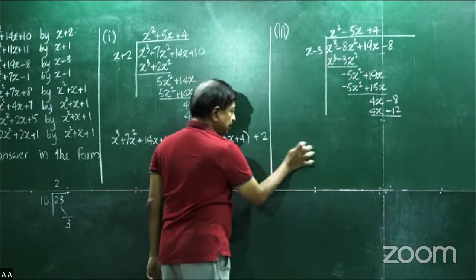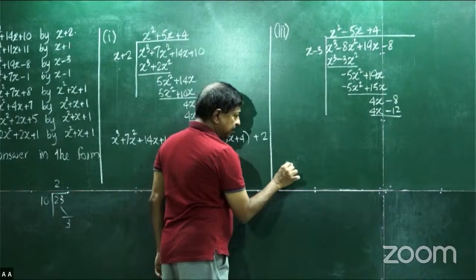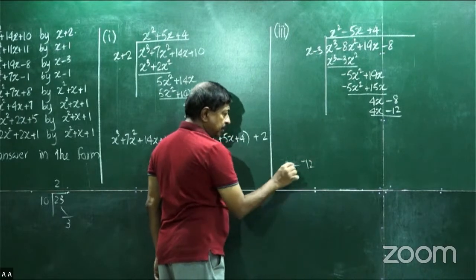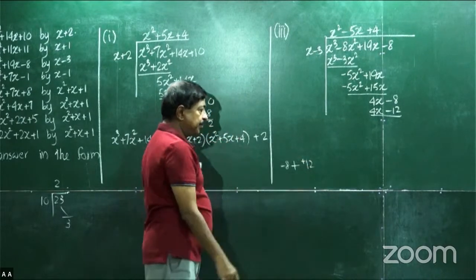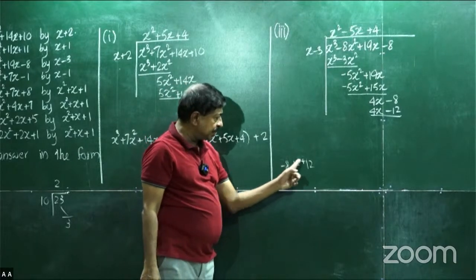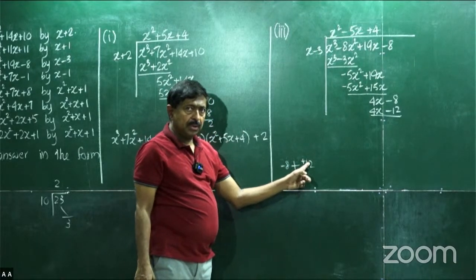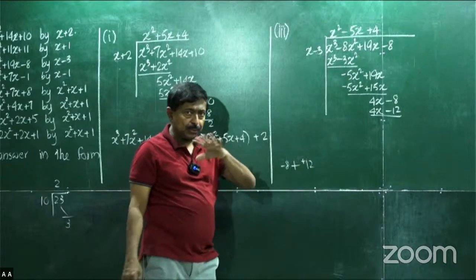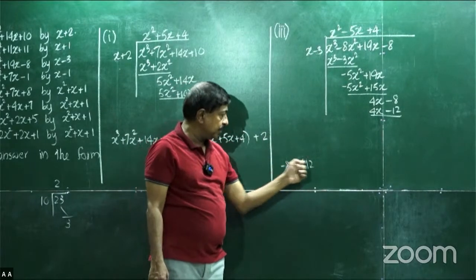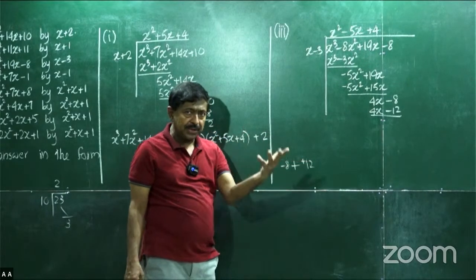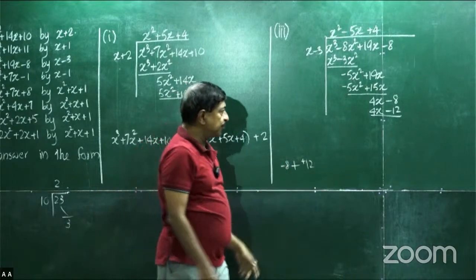Subtract. How do you subtract? Minus 8 minus 12. It will make this one positive, so you will end up with minus 8 plus 12. You have two different signs, therefore subtract. The larger number is positive, therefore the answer is positive. 12 minus 8 is 4.